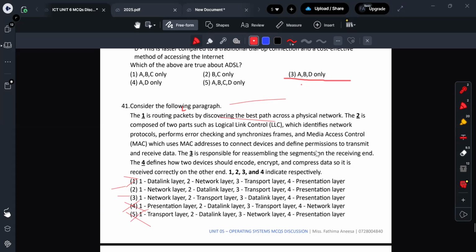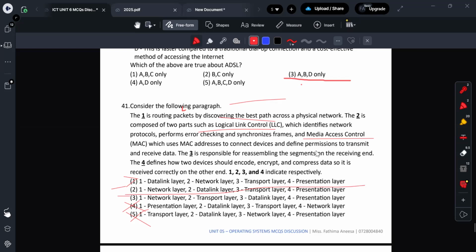Network layer. Second one, the dash is composed of two parts such as logical link and MAC access control layer. So which layer has two sublayers? The data link layer. So we got the answer. So it's option number 3, right?